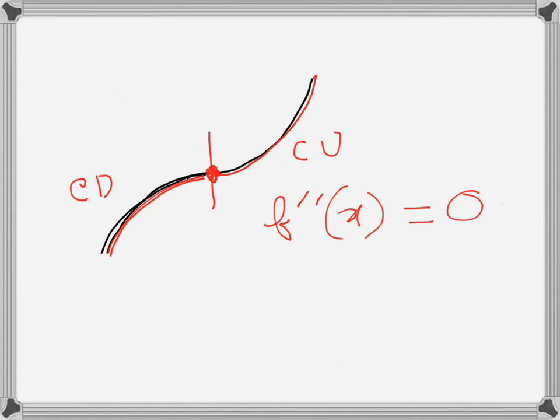We can find the point of inflection by equating the second derivative to 0 and solving for x, and then we check the concavity on either side of that point by doing a point test, looking at the second derivative sign here and the second derivative sign here. I will do examples later which will reveal more about these properties.